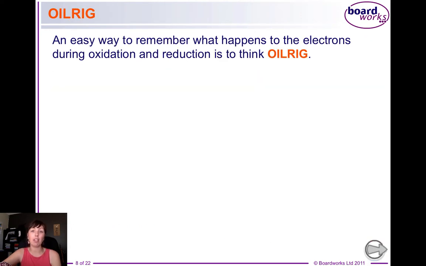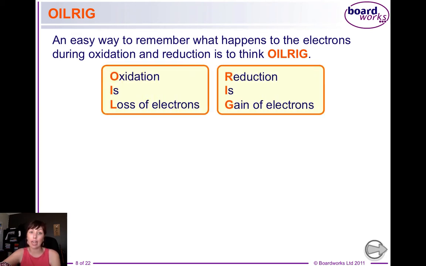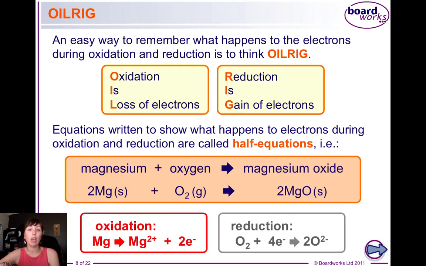An easy way to remember this is the same phrase that we always use when we're talking about oxidation and reduction, which is OILRIG. Oxidation is loss of electrons, which means you're gaining oxygen, because oxygen hogs all of the electrons, so basically you're just losing them. Reduction is the gain of electrons, meaning you're losing oxygen, because now you're getting back those electrons that oxygen hogs. Equations written to show what happens to electrons during oxidation and reduction are called half equations. Magnesium plus oxygen yields magnesium oxide.